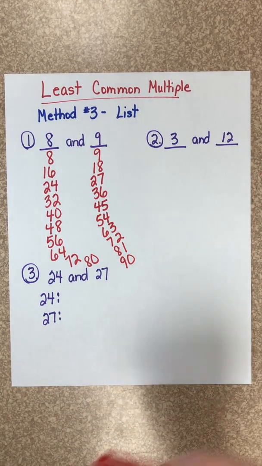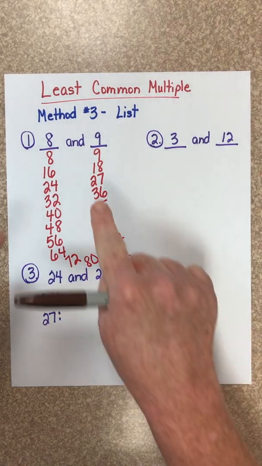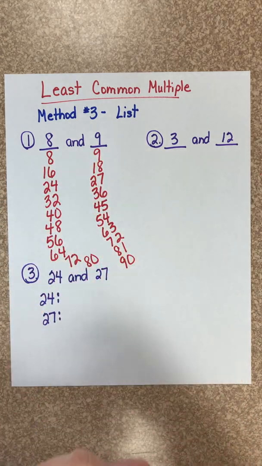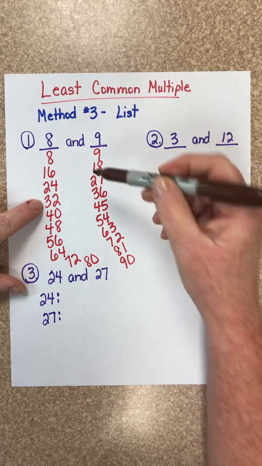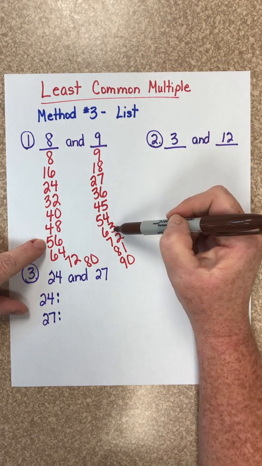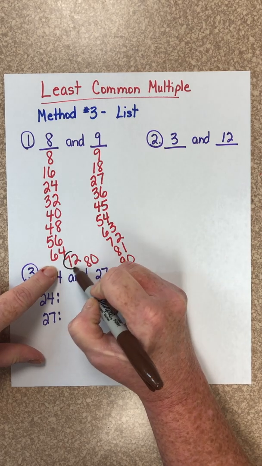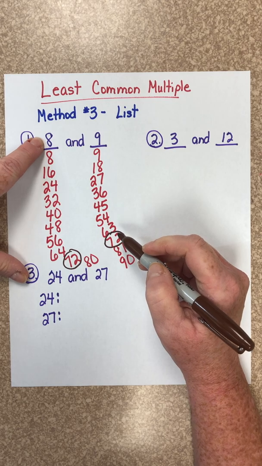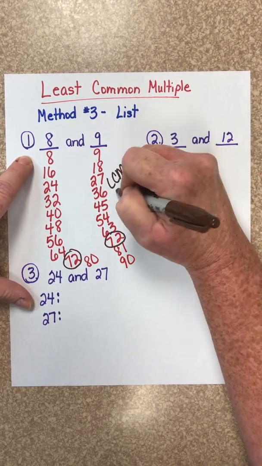Now to find the least common multiple, least means the smallest. I want to find the smallest number that is in both columns. So when I look down this list, I'm looking for the same number in both columns, and here I am. I'm at 72. So the least common multiple between 8 and 9 is 72.